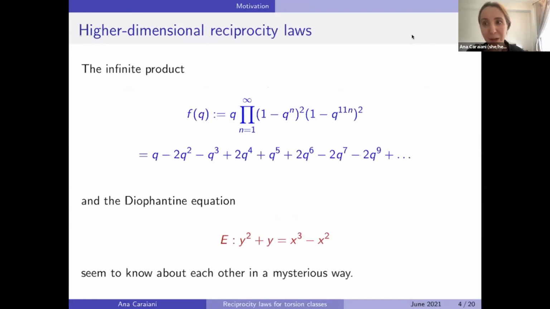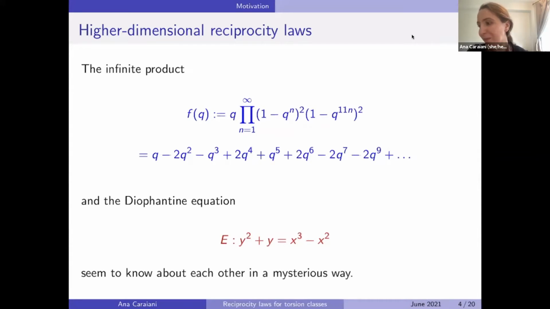So there's a higher dimensional reciprocity law that can allow you to do this. Of course, the notion of reciprocity, you have to be a little bit less precise than in the one-dimensional setting, but in the higher dimensional setting, you can still do something like this. So you can look at the following power series, which is obtained by this infinite product. You expand it out in a power series in the variable q, and I claim that it knows something about the cubic Diophantine equation, y squared plus y equals x cubed minus x squared.